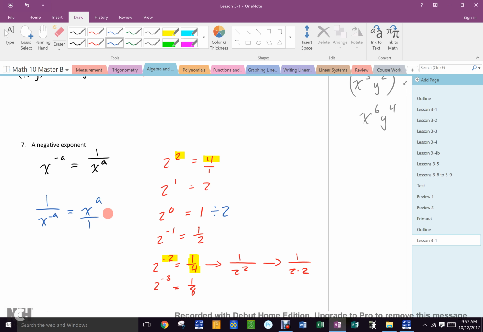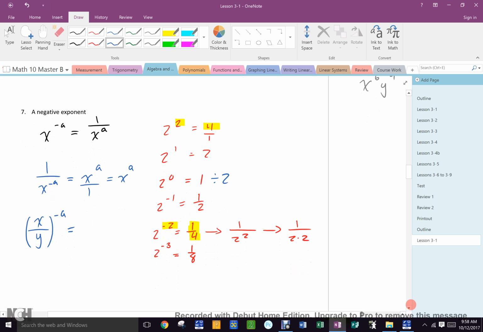Everybody cool? Okay. Then what would this be? The next logical step. X over y to the negative a. What would that be? All exponent laws apply. There's two ways to do this one. Who has a guess?